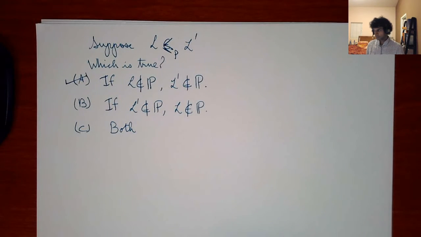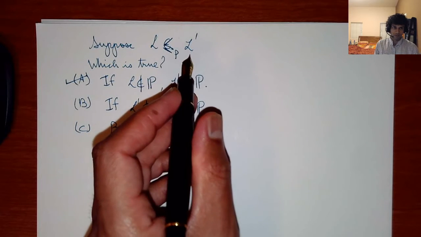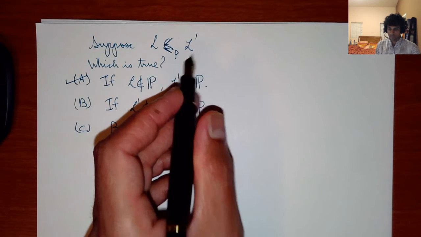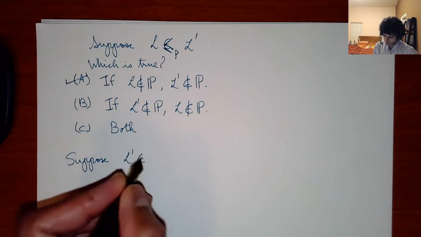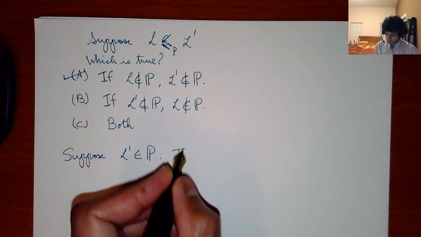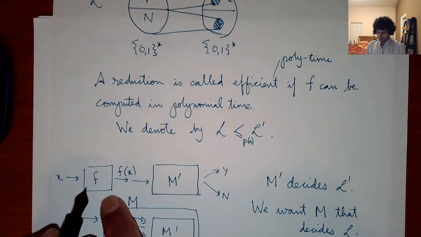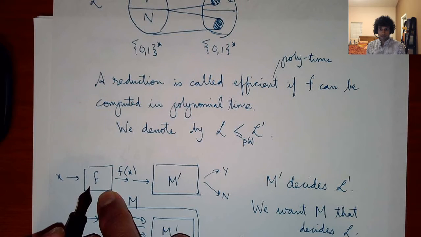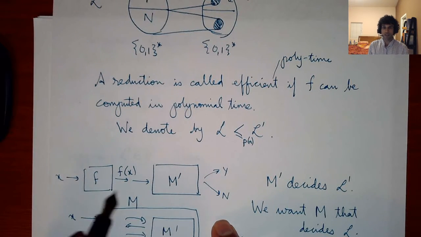The answer is A, and let me explain. So let's say L can be efficiently reduced to L prime. Now suppose L prime is in P. So L prime can be decided efficiently. Then let's go back to this picture here. This is polynomial time, and this is also polynomial time. If L prime was in P, then this is in polynomial time. So this entire box here is also in polynomial time.